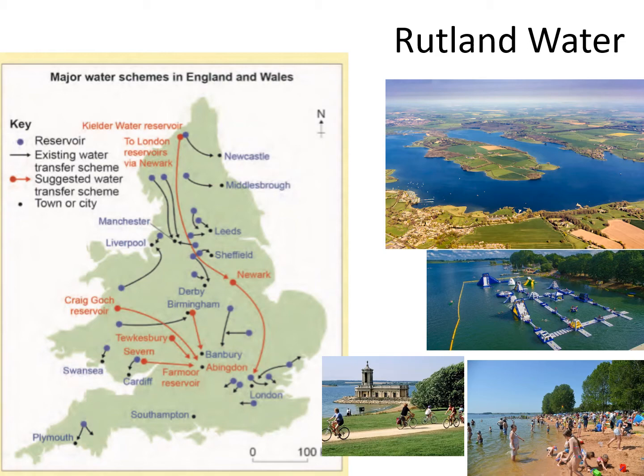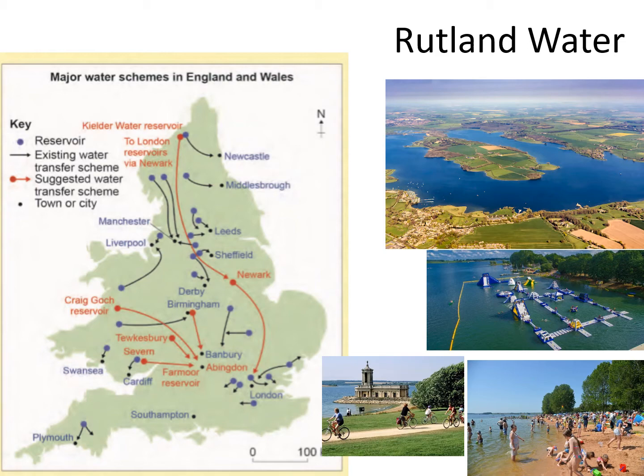So all the blue dots that you can see are reservoirs that we already have. And the black arrows, you'll notice, go from those reservoirs. Most of the time they go to the black dots, which are the towns and the cities that have a water deficit, they need water. So if you look, for instance, right at the top of the map, if you find Newcastle, which is on the coast, you'll notice it's getting its water from a reservoir which is much further to the west. So these are the current schemes we have.